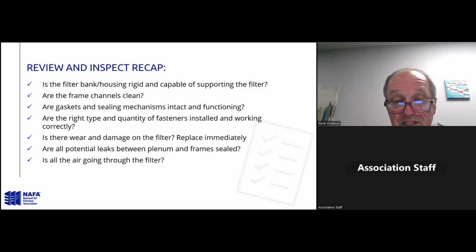Are all potential leaks between plenum and frame sealed? Even a flashlight test, if you can actually get upstream and downstream of the filter, is great. Or you can see dirt bypass a filter where it lands on a coil or the ductwork too. So the bottom line is, is all the air going through the filter? That's the big question you have to ask.